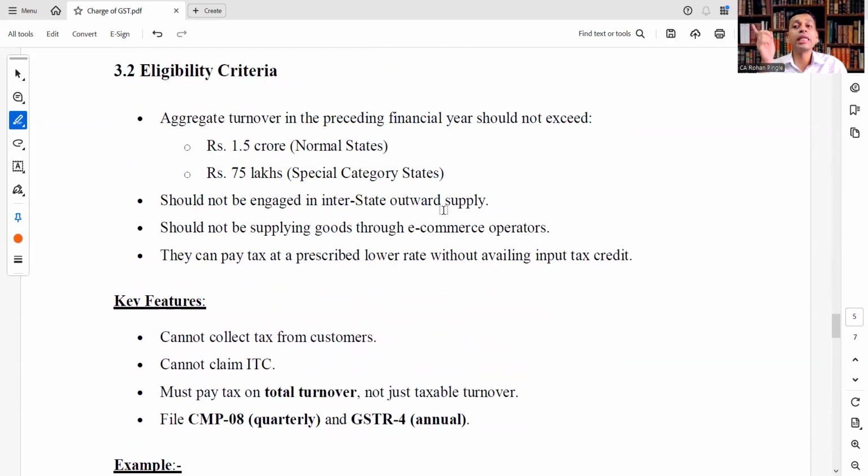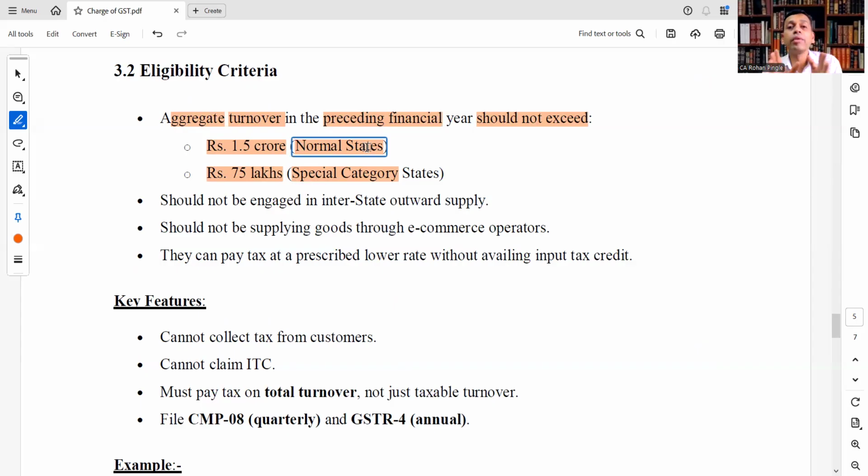Aggregate turnover in the preceding financial year. Okay, aggregate turnover in the preceding financial year means if you want to see for financial year 25-26, we have to check data for financial year 24-25. Aggregate turnover, it includes everything, in preceding financial year should not exceed rupees 1.5 crore in case of normal states and rupees 75 lakhs in special category states. This list can be available on all platforms. Okay, that is not very important for the time being to study.